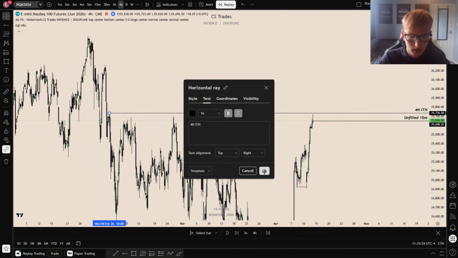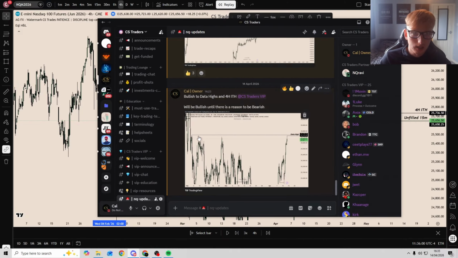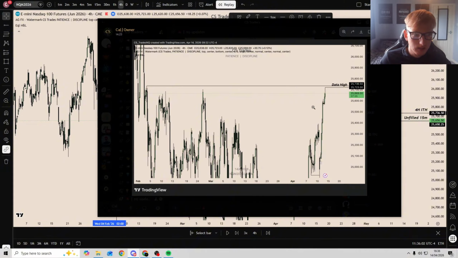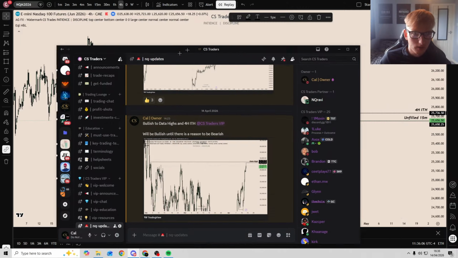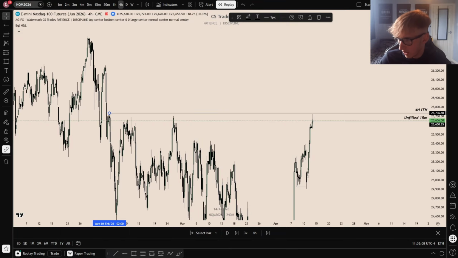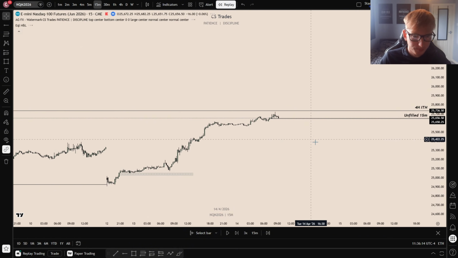So I called out this morning, let me just show you guys in my Discord. As you can see, I called this out earlier. Bullish to data highs. Will be bullish until there is a reason to be bearish. When I say that, I mean like a strong inversion, hourly or 15-minute. So super bullish going into the day.